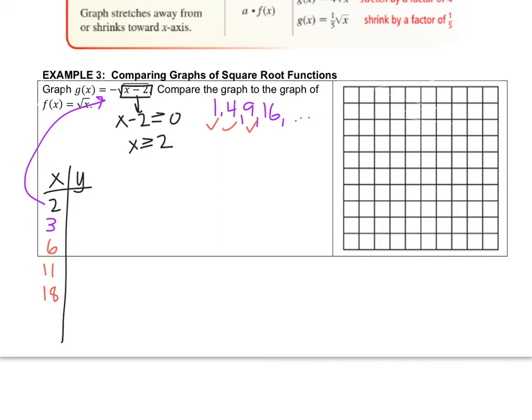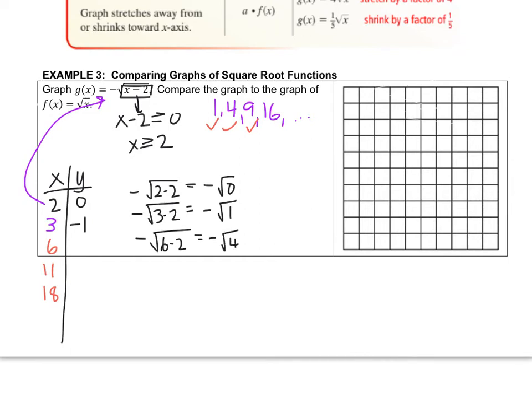So this is going to be negative radical 2 minus 2, which is negative radical 0, so that's just 0. Then I have negative radical 3 minus 2, which is negative radical 1, so that's negative 1. Negative radical 6 minus 2 is negative radical 4. Negative radical 11 minus 2 is negative radical 9. I'm not going to plug in 18 because I know it's not going to fit.